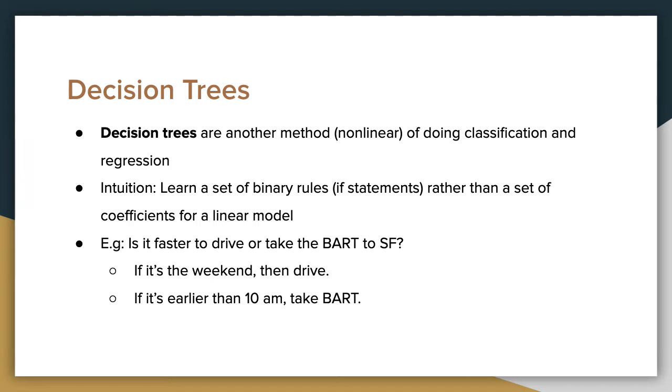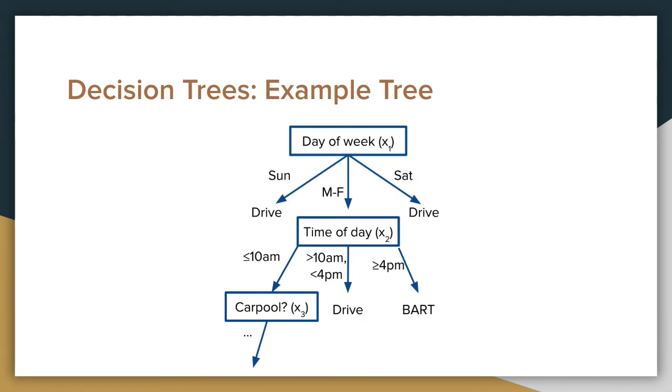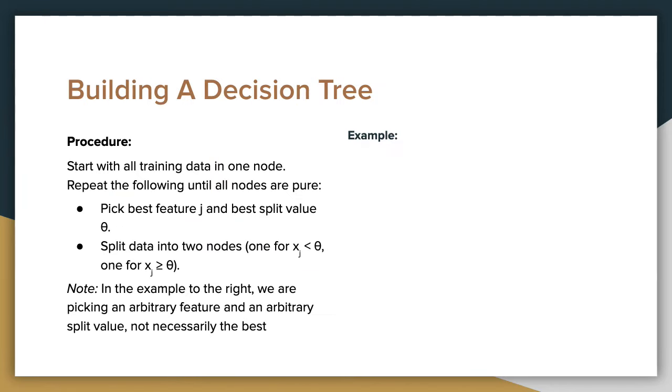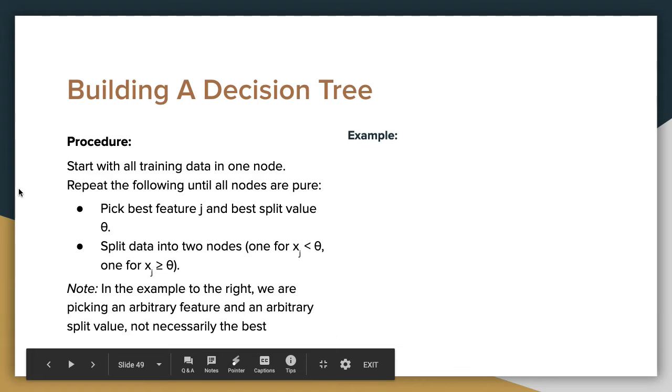But the basic idea is we're still doing classification, we're still doing regression, just a different way. And so this is an example of a decision tree. The idea behind this is the process of making a decision tree.